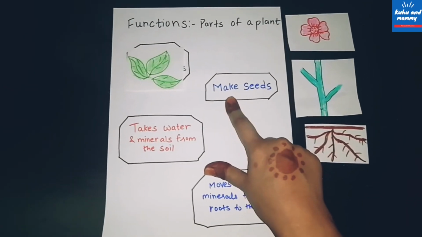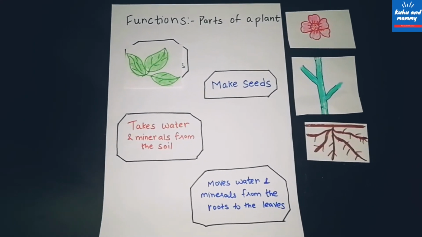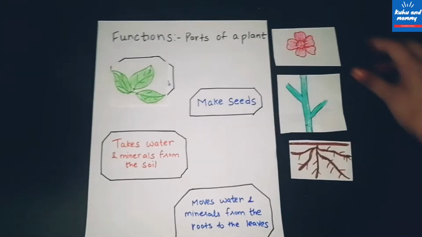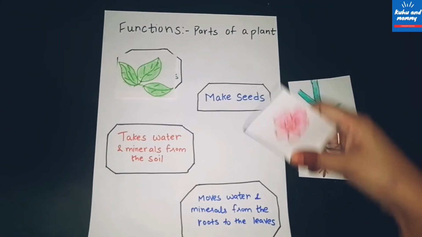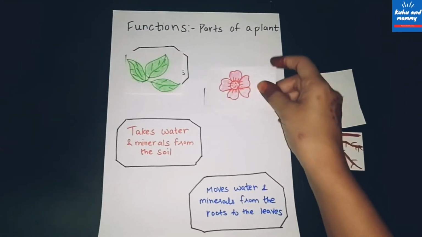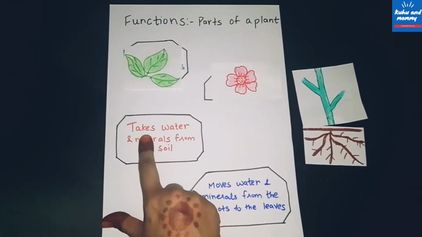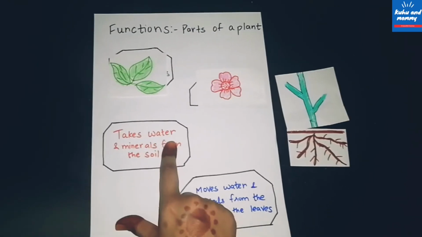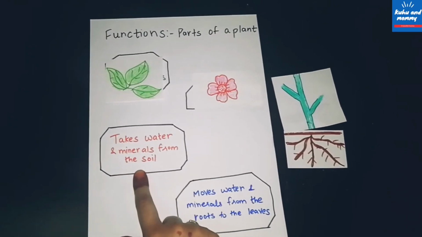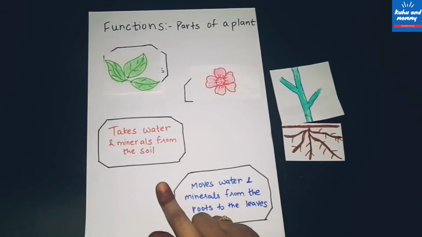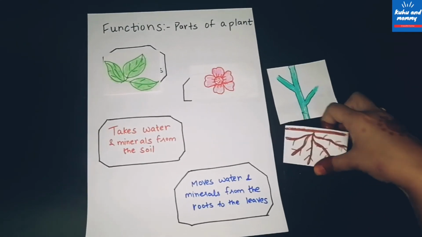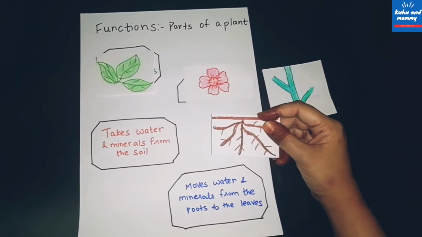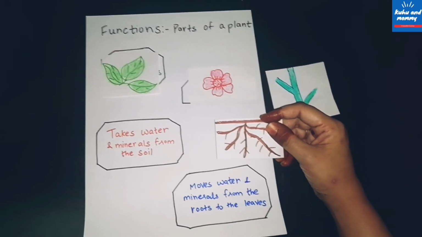Now, which part of the plant makes seeds? The answer is flower. So they have to match this flower picture with this function. Next, which part of the plant takes water and minerals from the soil? The answer is roots. Roots carry all the water and minerals from the soil.